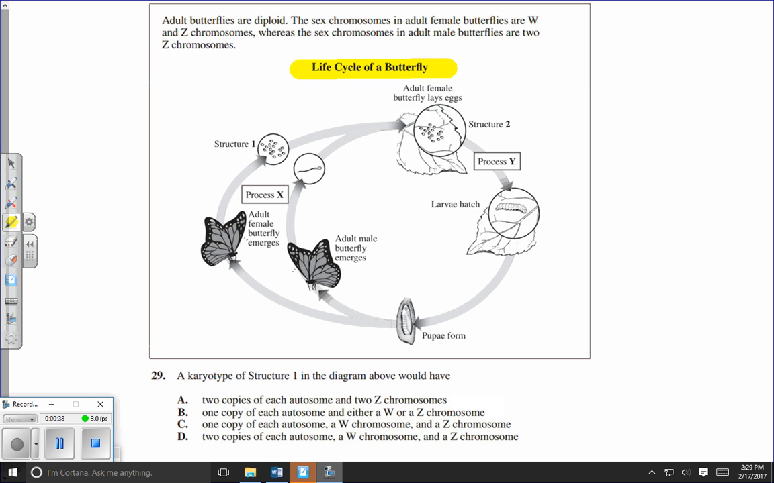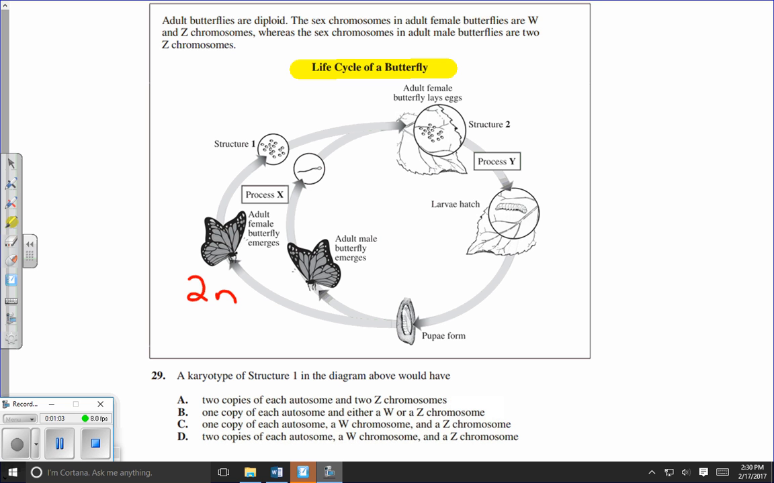It says adult butterflies are diploid. So here are adults, they are diploid. I'm just going to go ahead and label that diploid right here. 2N is diploid. There's my adults. Sex chromosomes in adult female butterflies are W and Z chromosomes, whereas sex chromosomes in adult male butterflies are 2Z chromosomes. Now that's our first wrinkle in this, because this is not like human beings.